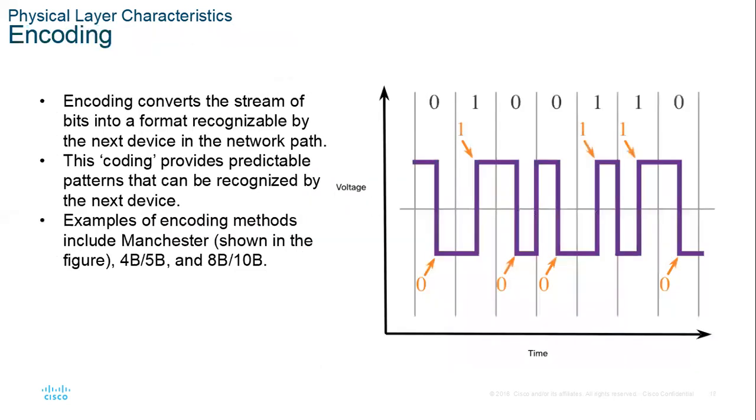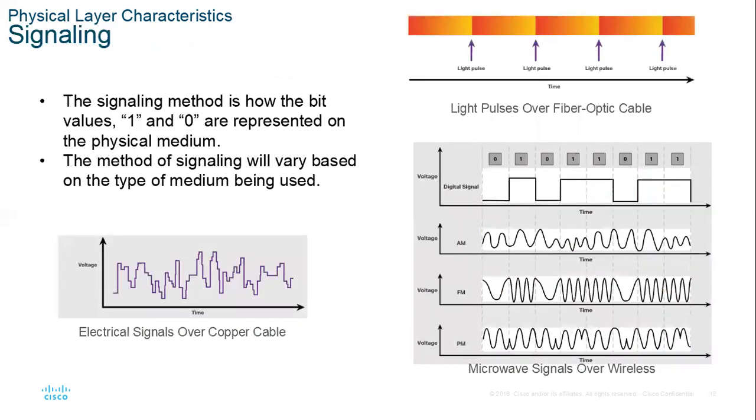Now encoding. Encoding typically is converting the stream of bits into a format recognizable by the next device or the next layer. So we know computers will normally say zeros and ones. In other chapters in the course, we're going to do some binary, some conversion, and the rest. So the signaling method is how the bit values, ones and zeros, are represented on the physical medium. All right, because data is not transmitted just like the way you see it within your software at the application layer. No, it's always transmitted in zeros and ones.